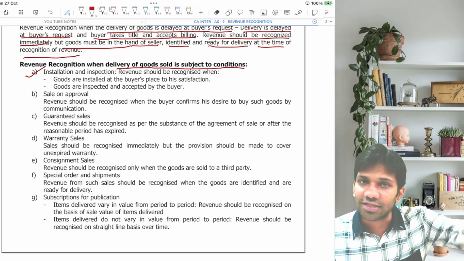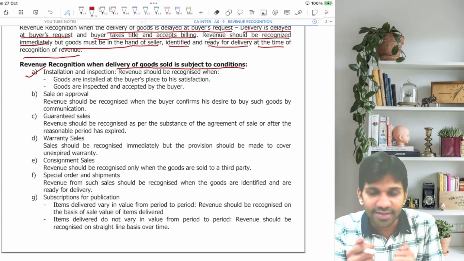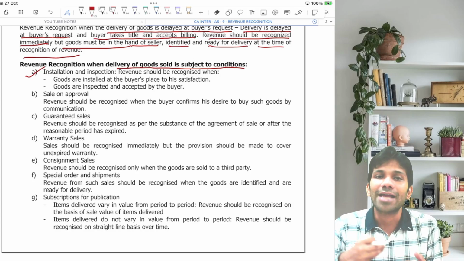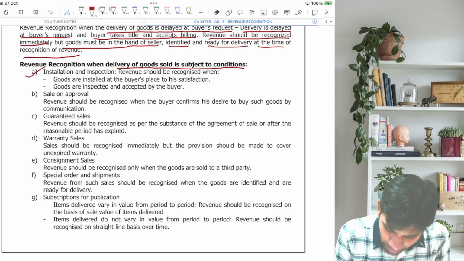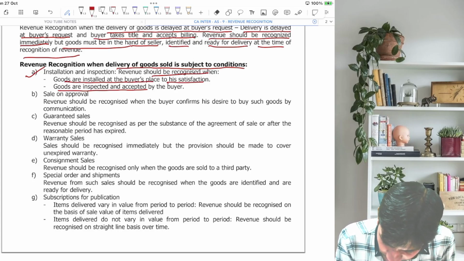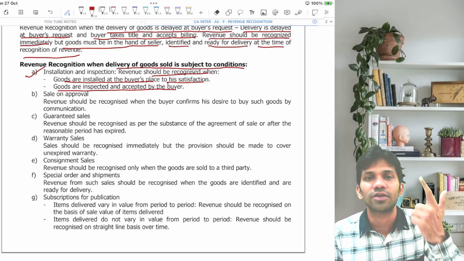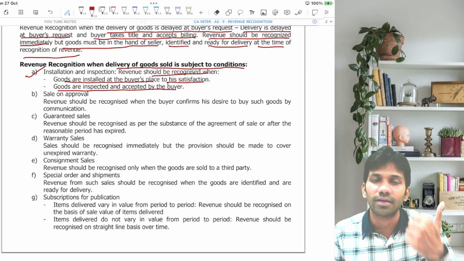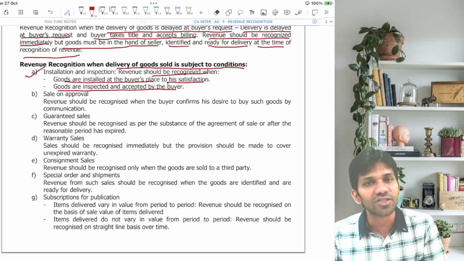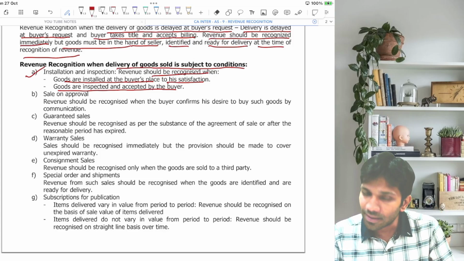When the air conditioner is installed and inspected, meaning checked by you whether it's operating properly, everything, yes, yes, yes, yes. Then you say, yes, sir, installation done, everything fine. At that point of time, I should recognize revenue in my books of accounts. Revenue should be recognized when goods are installed at the buyer's place to his satisfaction and goods are inspected and accepted by the buyer. So in case of installation and inspection, revenue should be recognized when the buyer has accepted the goods and the installation and inspection procedure has been completed.